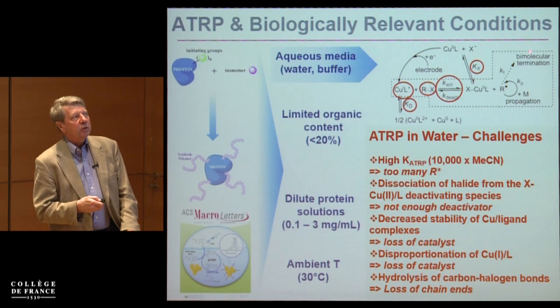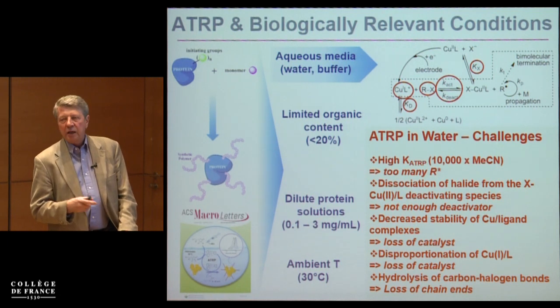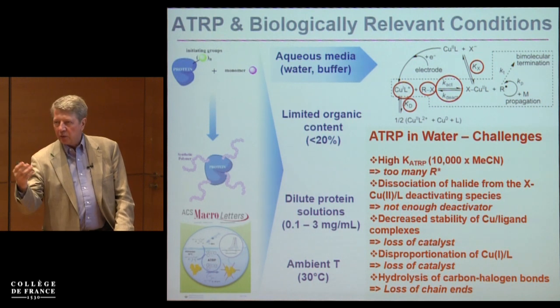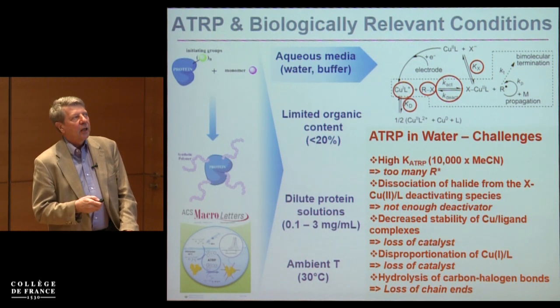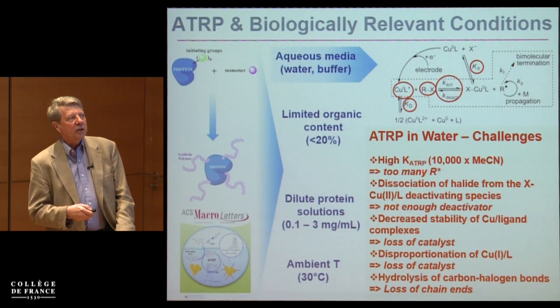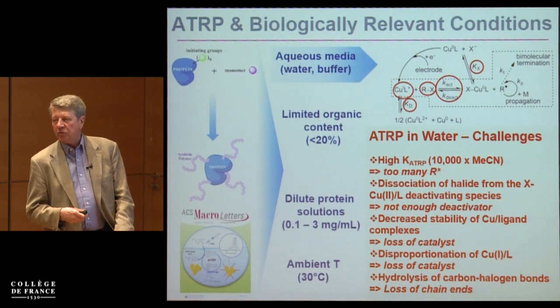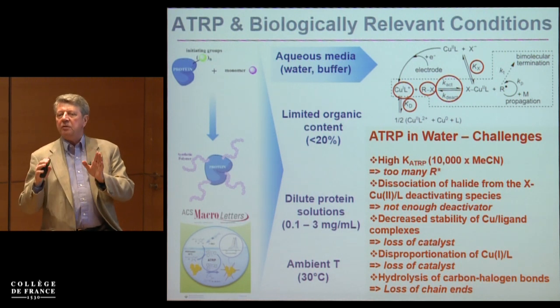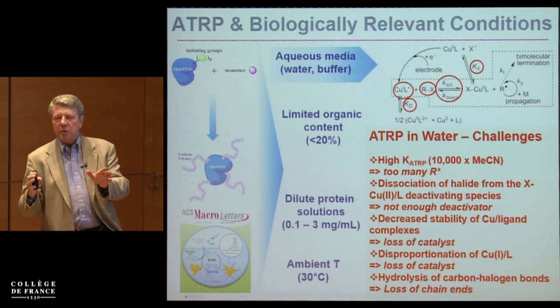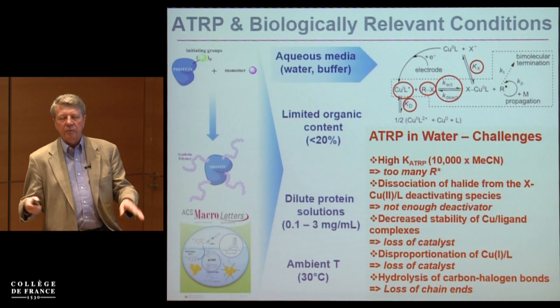But if you work in water, this ATRP equilibrium has various special aspects. One, what I told you already in the second lecture, is that the equilibrium constant in water for ATRP is very large. It is 10,000 times larger than in acetonitrile. So if you would apply the same conditions, you will flood the system with radicals. They will terminate one with another. There would be no control.